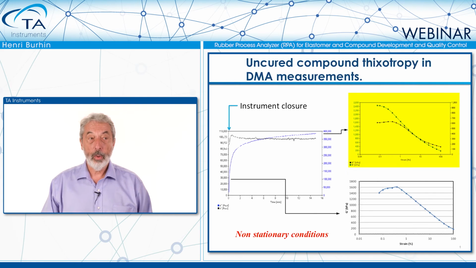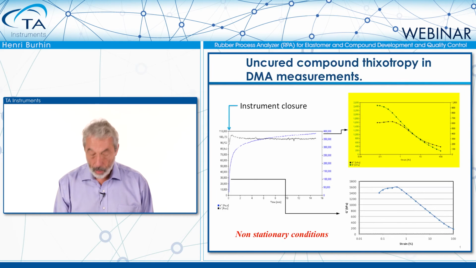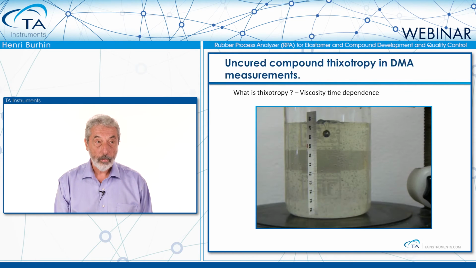Now, this is an example. Also, we have a 15 minutes oscillation at a strain below 0.1% or at 1%. If we do a strain sweep test immediately after machine closure, then we get something which is not acceptable. But if we wait long enough, we get a perfect Payne diagram with valuable results.